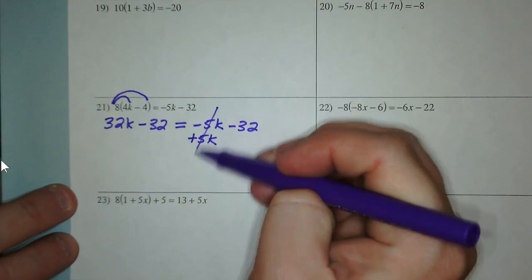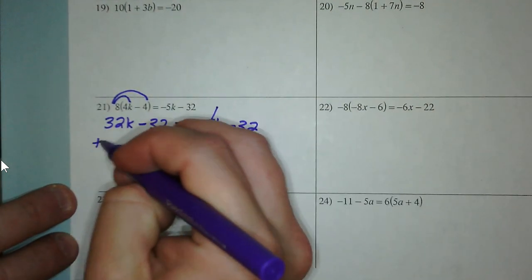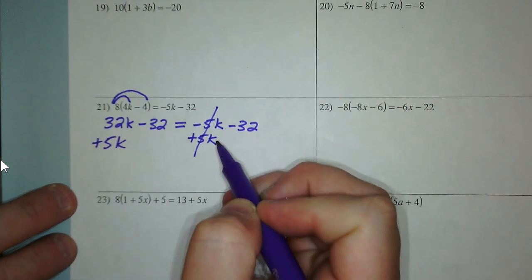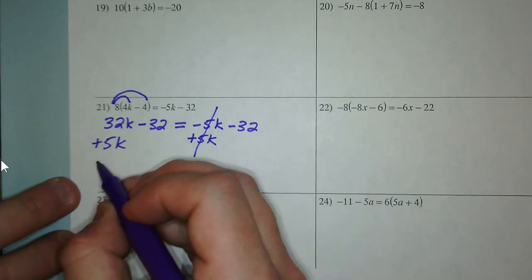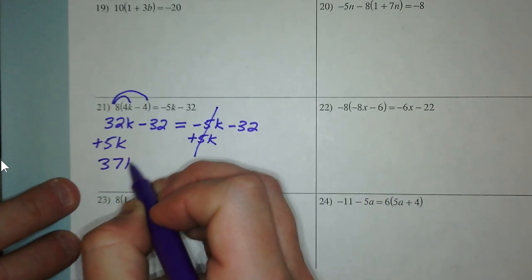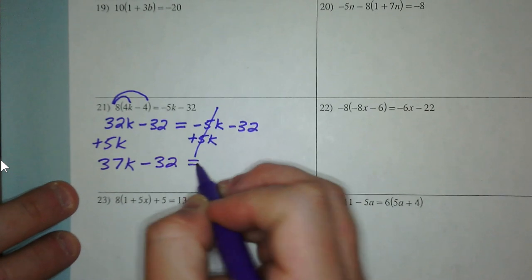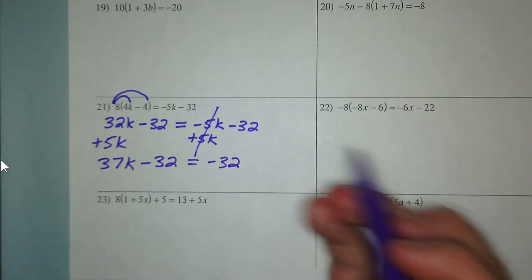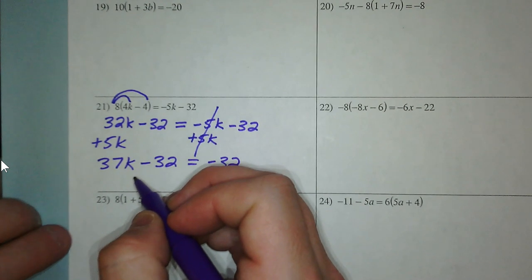So I have to cancel that out from the right side. But if I add 5k to this side, I also have to add 5k to this side. So that's going to be a 37k over here. The minus 32 drops down. This minus 32 drops down. And then you move on. Now you move on to getting k all by itself.